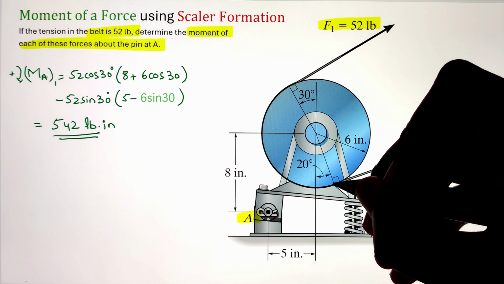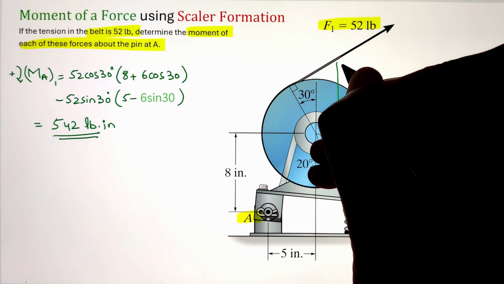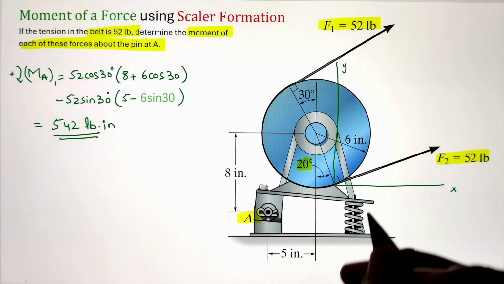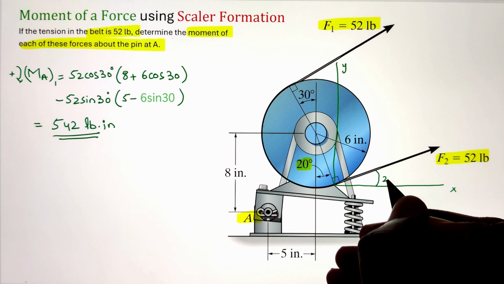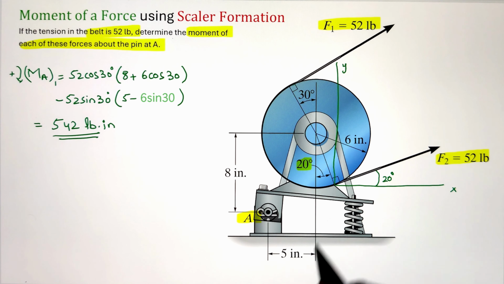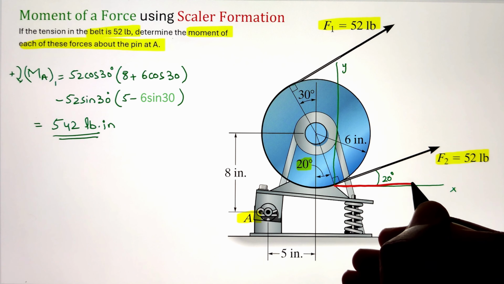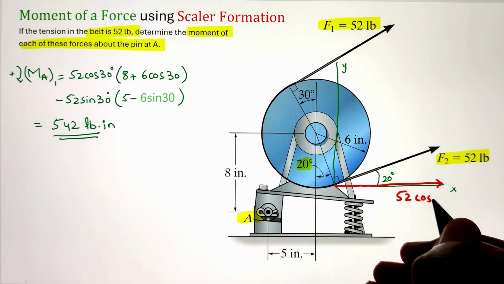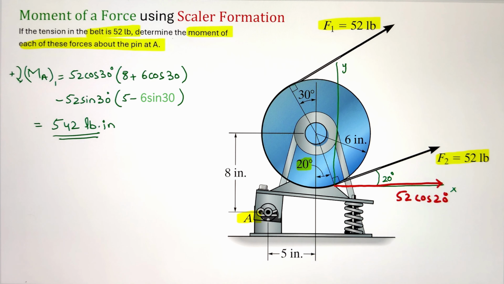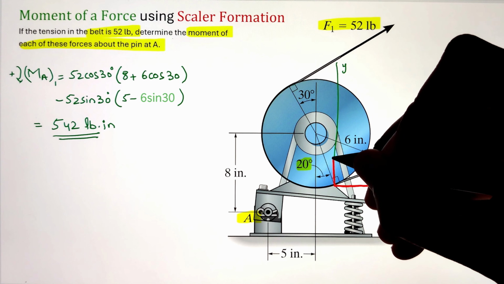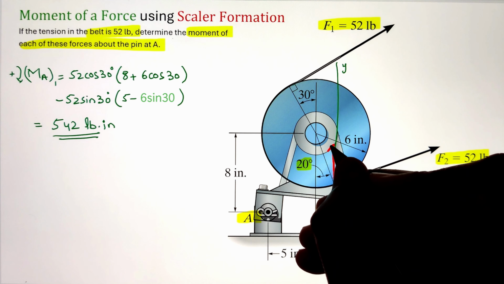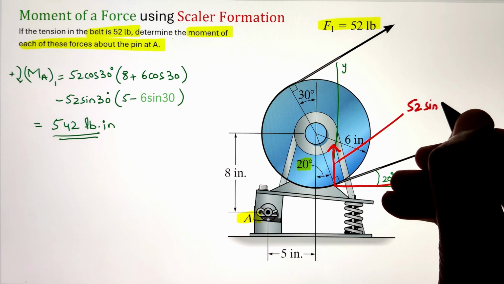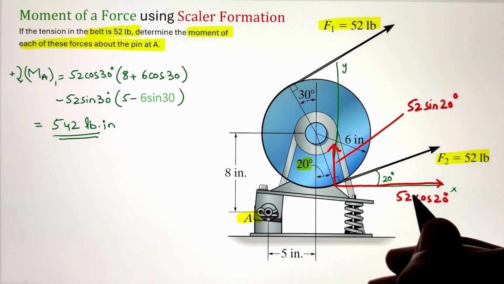Now, the magnitude of the force is still 52 pounds since that is the tension in the belt. So we can go ahead and resolve this force also into its x and y components. Now, this time the radius is making an angle of 20 degrees from the vertical. That is a plane perpendicular to the force vector. So the force vector will also make an angle of 20 degrees from the horizontal x-axis. Similarly, we can resolve that force into its x and y components by taking the cos 20 function and sine 20 function.